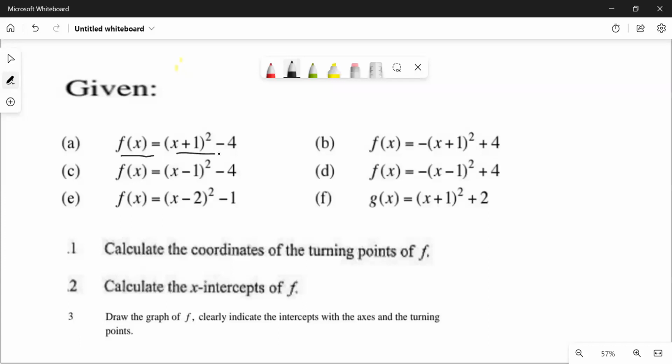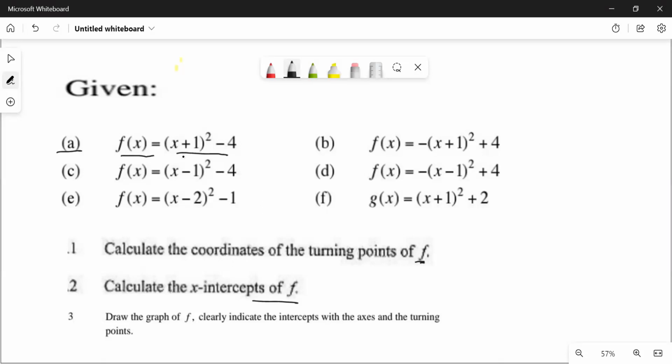Function in the turning point form. Okay? And then what we're supposed to do here is to calculate the coordinates of the turning point. And then we are supposed to calculate the x-intercept. And then after that, we're supposed to draw the graph showing clearly the x-intercept, the intercept with the axis. We also want to show the turning point. So I'm going to do number A, and then now you come and do number B up until F.